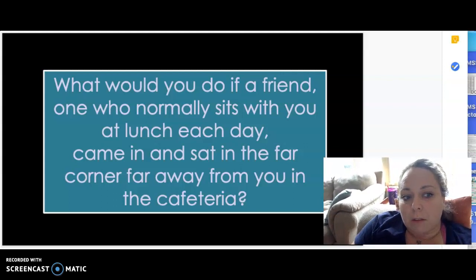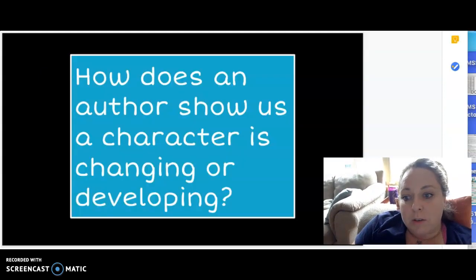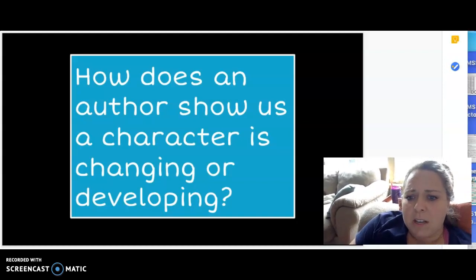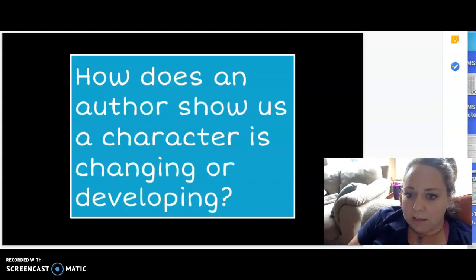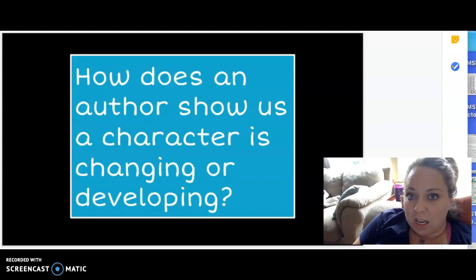Well, that brings us to another question. When we think about literature, novels, fiction, how does an author show us that a character is changing or developing? This is a question that we're going to look at a lot this unit, in our characterization unit.